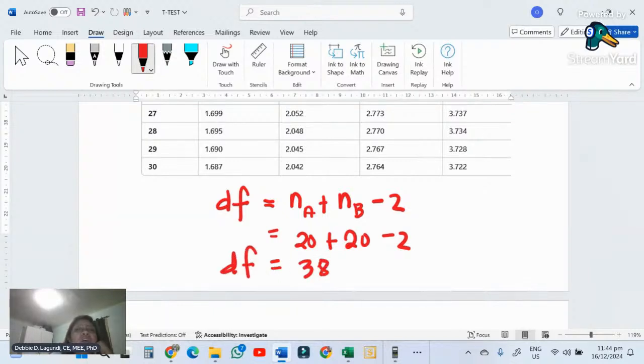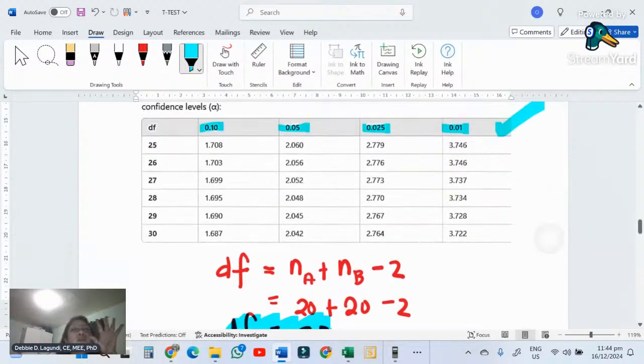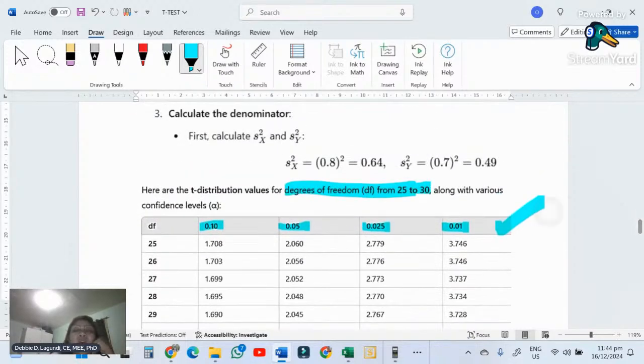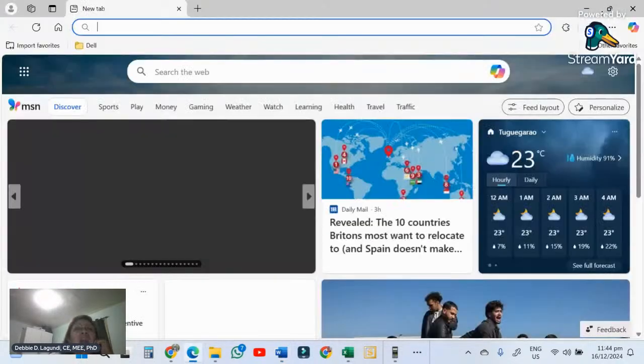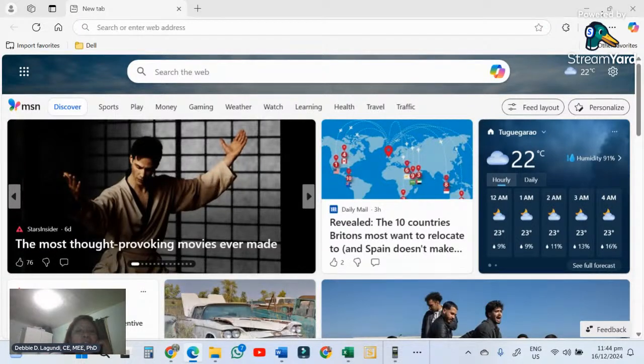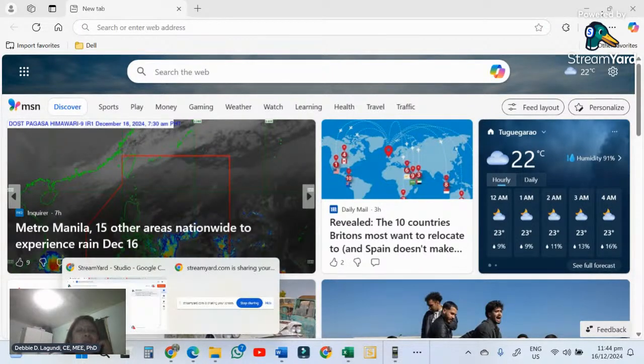Oh gosh, I don't have 38 in here. So it means that the question you're going to do in your exam must have a DF between 25 to 30. Hang on. What I'm going to do is research from the internet in the meantime. Let me show you how I'm going to do it.